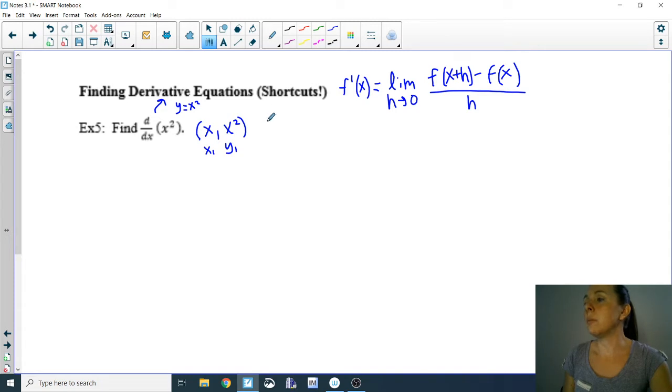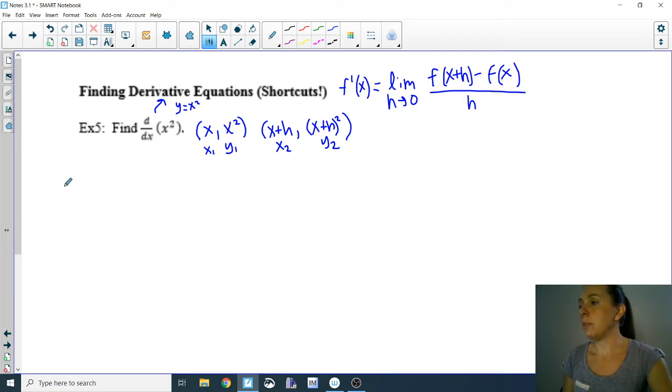The second ordered pair, remember we're back to using the original definition, and that means we can define the x coordinate for the second ordered pair as our first x coordinate with h added on. So x plus h, comma, put that into your function to get the y coordinate, and that would be x plus h quantity squared. Do not write that as x squared plus h squared. That's going to need to be FOILed. We can identify this as x2, y2 if you think that would be helpful.